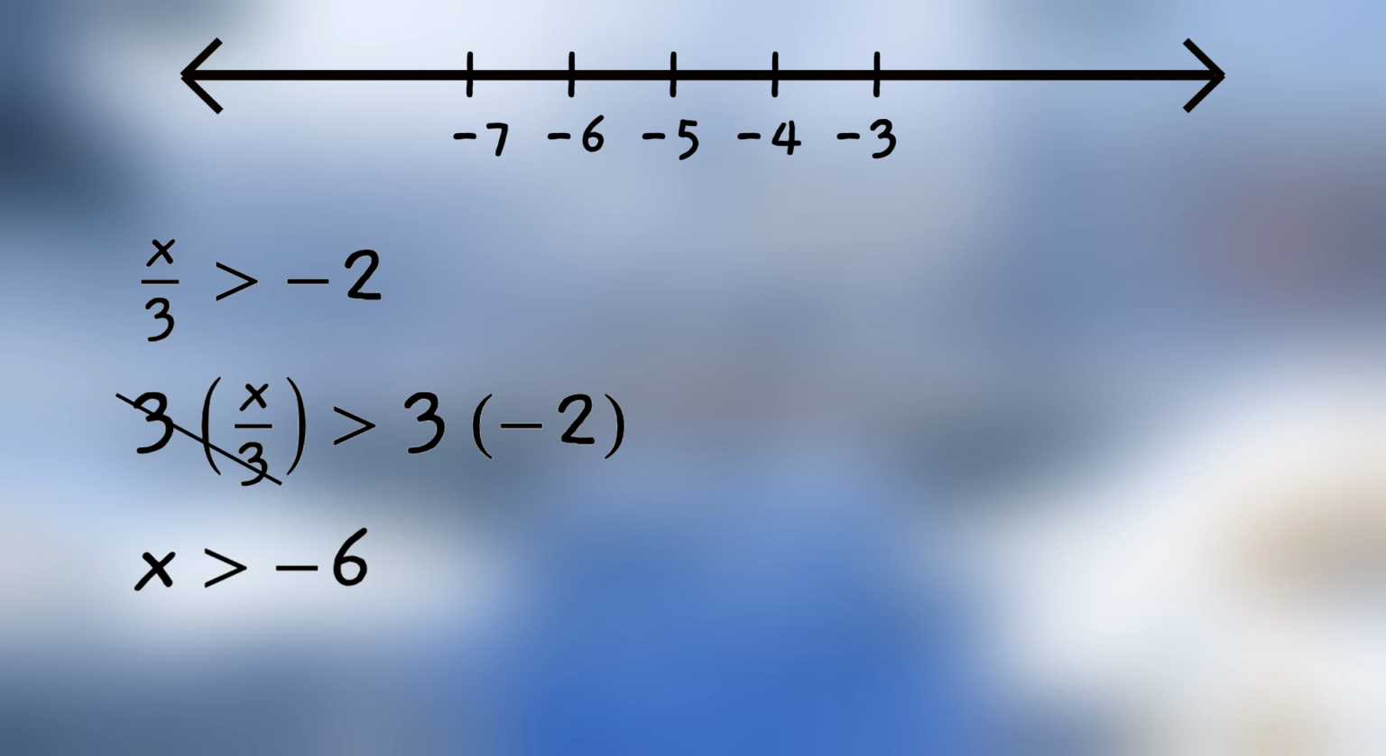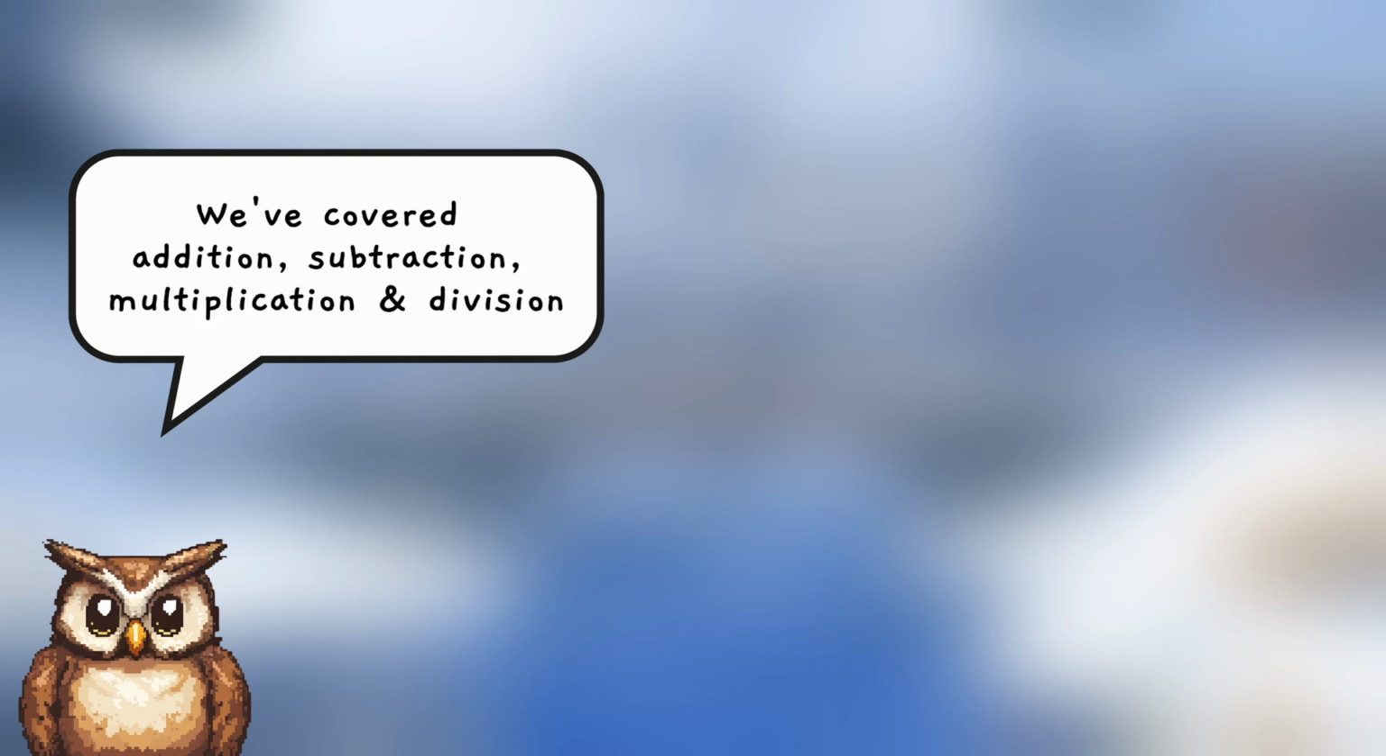And if we wanted to draw the graph of the solution, that's where negative 6 is. And we want to highlight all the numbers greater than negative 6, but not including negative 6 itself. That means we have to use an open circle, shade that part of the real number line to the right, and draw an arrowhead so everyone knows it continues onward. So here we saw how to solve some inequalities that involve addition, subtraction, multiplication, and division.